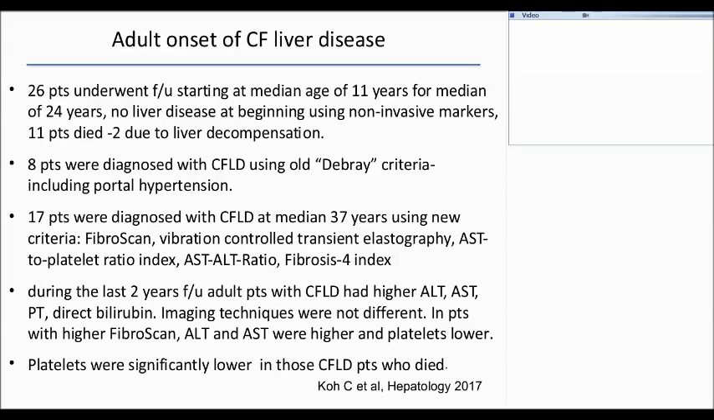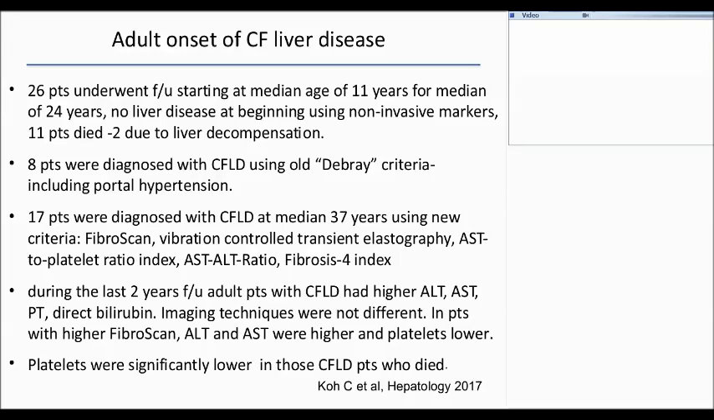These patients, in a prospective study, did not have any signs of liver disease at the beginning of the follow-up. Then they looked at the different stages and compared their data from the beginning to the data of the last 2 years of follow-up of this cohort to see what changed. In that 26 patient group, 11 patients actually died due to various causes, and 2 died due to liver decompensation.